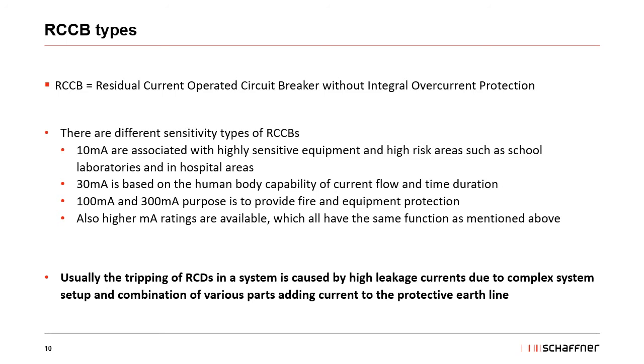And then we have the 100 milliamp and 300 milliamp, whose purpose is to provide fire and equipment protection. So for the others, it's really about saving human lives, let's say, when touching the installation. For the others, it's about trying to prevent that the fire breaks out at the end. So there are also higher milliampere ratings available, which all have the same function as mentioned above. So all of them are there to try not to get any kind of factory burn or something really critical when someone touches the installation.